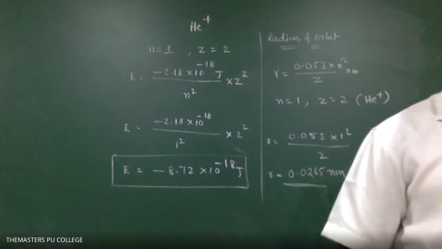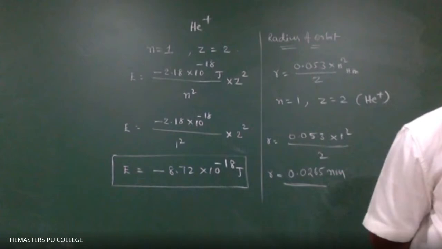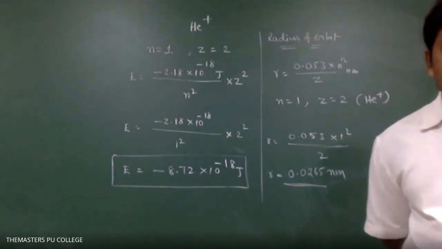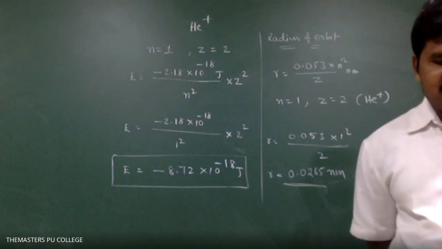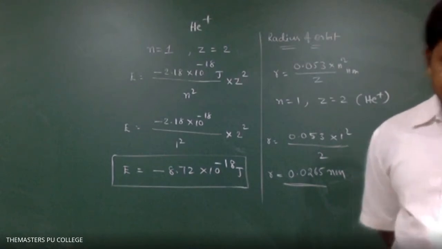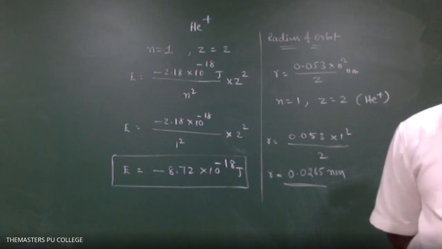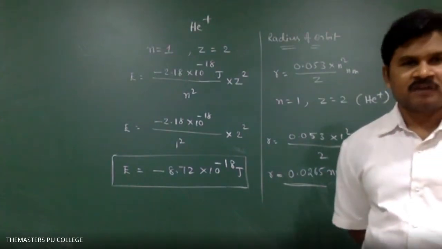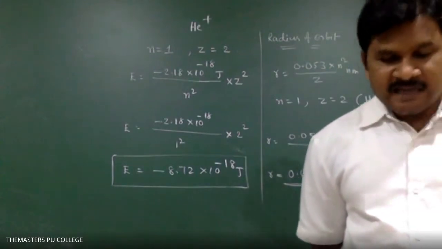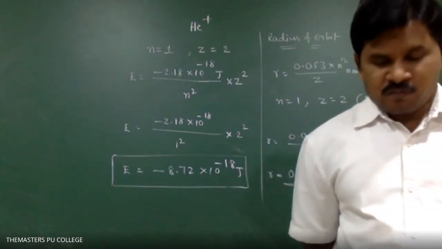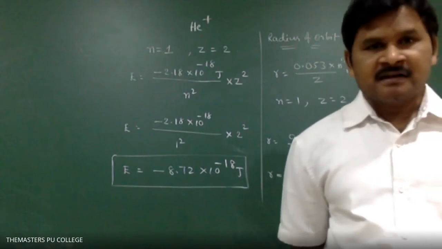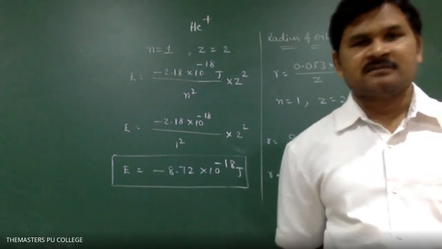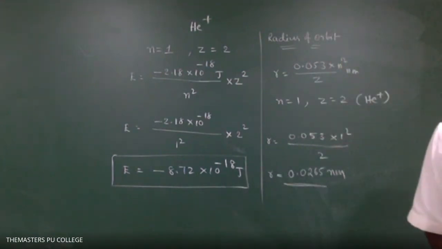Will you solve this one in angstroms? Please write down. Calculate the radius of Bohr's third orbit in Li plus 2 ion. I repeat the question. Calculate the radius of Bohr's third orbit in Li plus 2 ion. That is the question. Please try to solve.